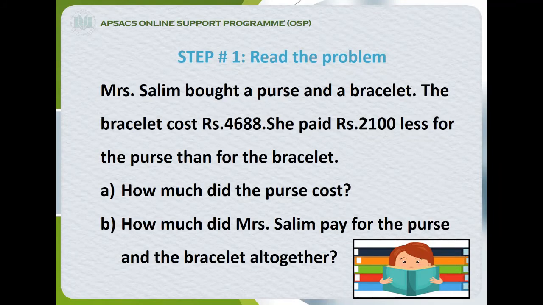So the first step is to read the problem. Mrs. Salim bought a purse and a bracelet. So students, there is a lady named Mrs. Salim. She bought two things, a purse and a bracelet. The bracelet cost rupees 4,688, and the cost of the bracelet has been given to us, that is rupees 4,688. She paid rupees 2,100 less for the purse than for the bracelet.